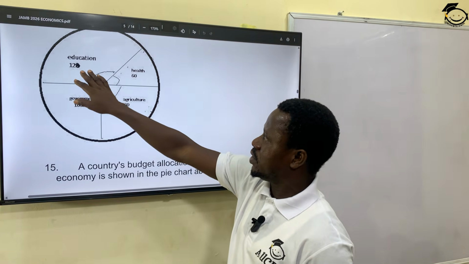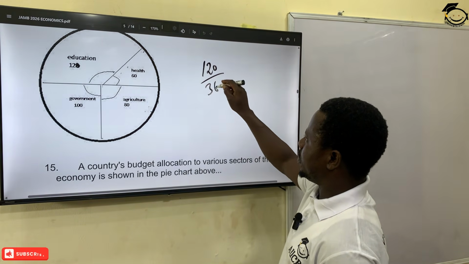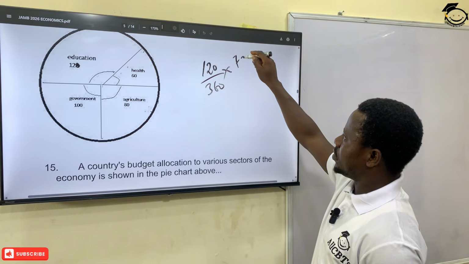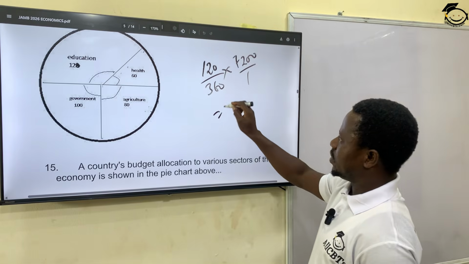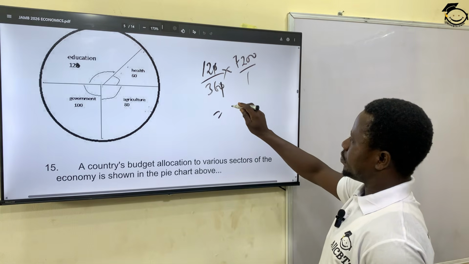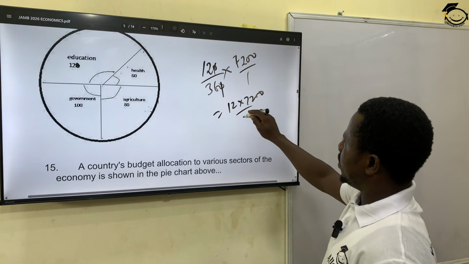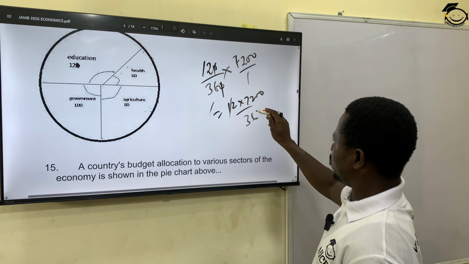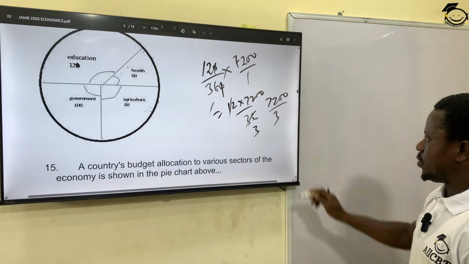Education has 120 degrees. Okay? If education is 120 degrees, that's 120 over 360 times the total budget of the country, which is $7,200. Okay? So, how do we arrive at our answer? We have maybe 12 times 7,200 over 36. Anyway, we can also do it this way. 12 can go here, 1. So we have 12 can go here, 3. So what do we have? We have 7,200 over 3.